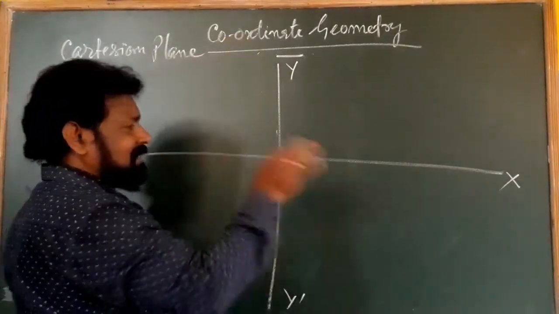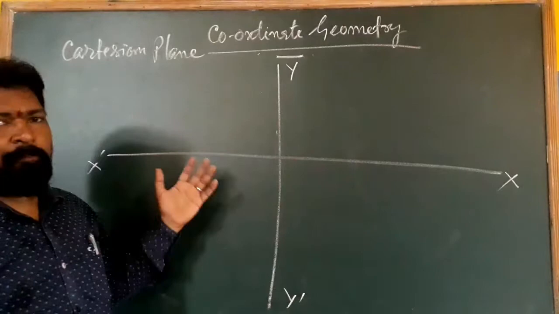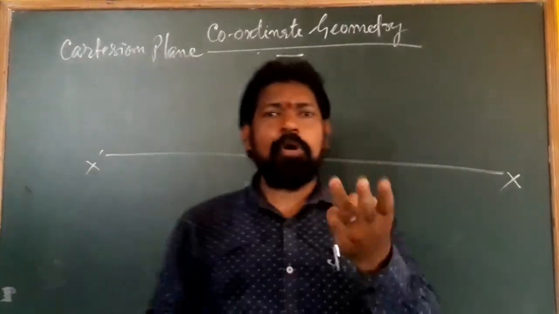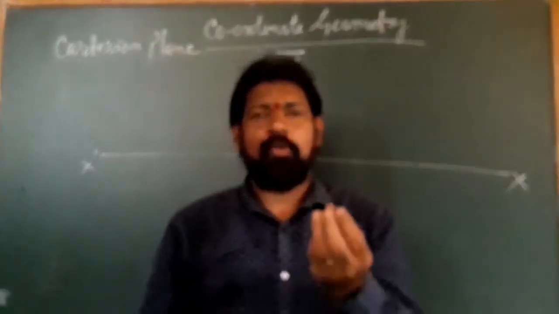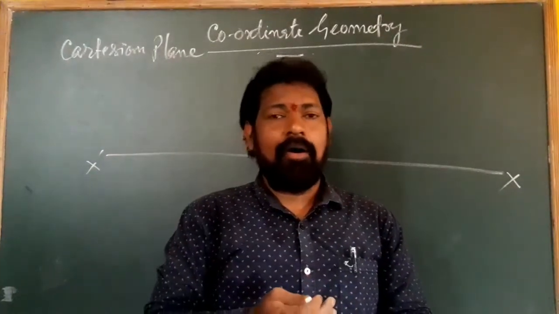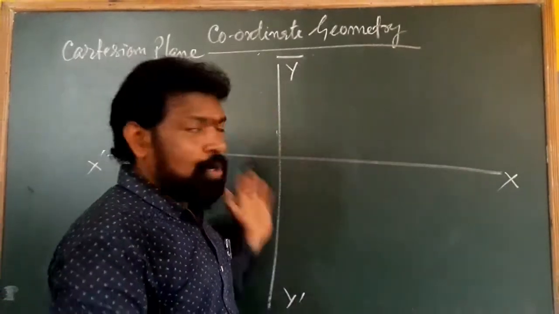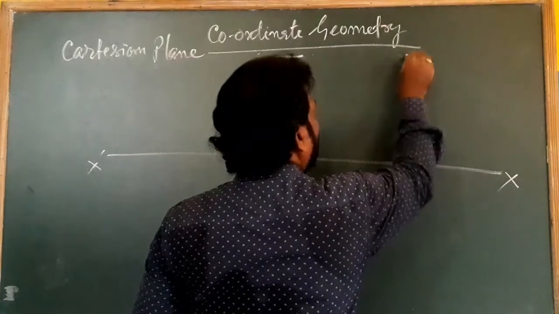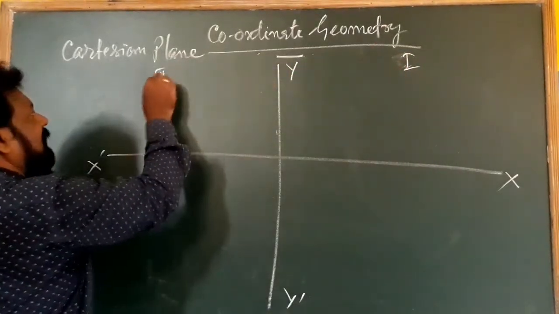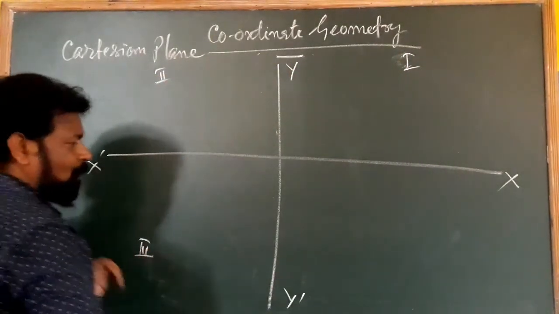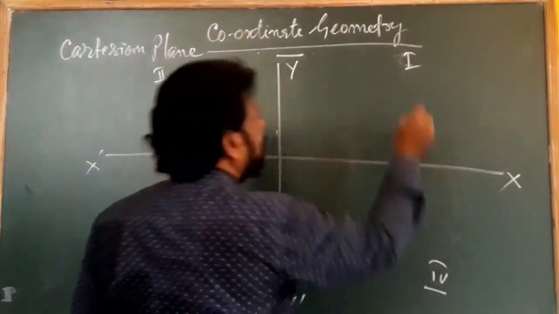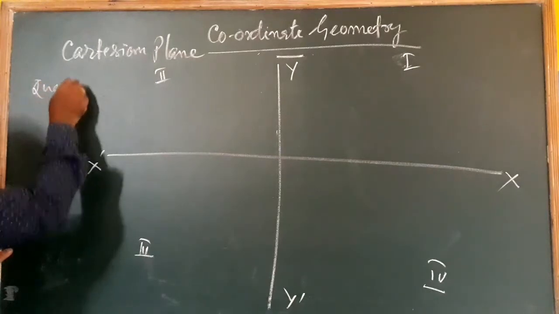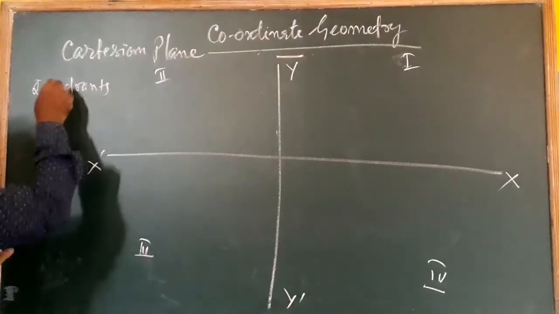Now this x axis and y axis divide the entire plane into 4 different parts, and 4 parts means they are called quadra, like quadrilateral you have, or quadruped. So this is called 4 quadrants. This is your first quadrant, this is second quadrant, this is your third quadrant, and this is fourth quadrant. So you are getting all together 4 quadrants, Q-U-A-D-R-A-N-T-S.